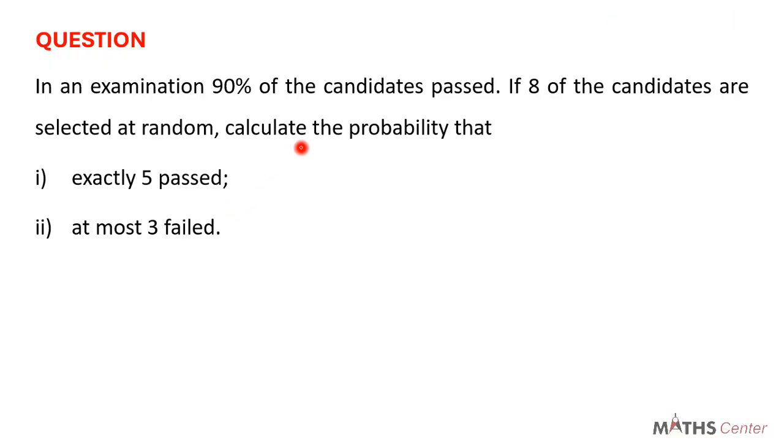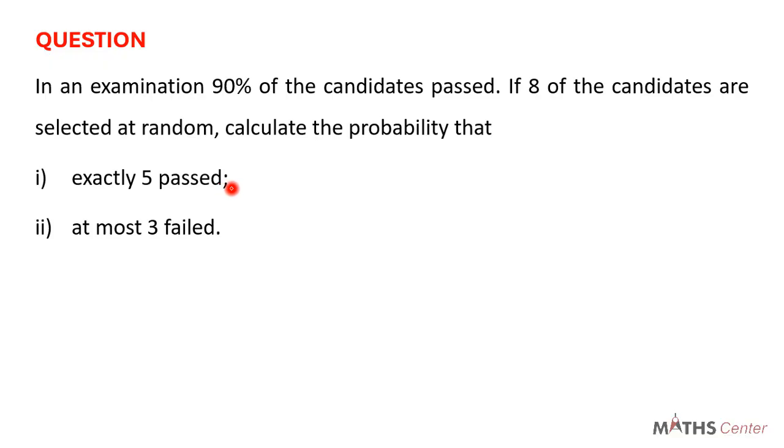If you select a candidate, it's either the candidate passed or the candidate failed. Because this is a binomial situation, we can use the binomial probability distribution to find the probability of these 2 events. Let's consider the first one.